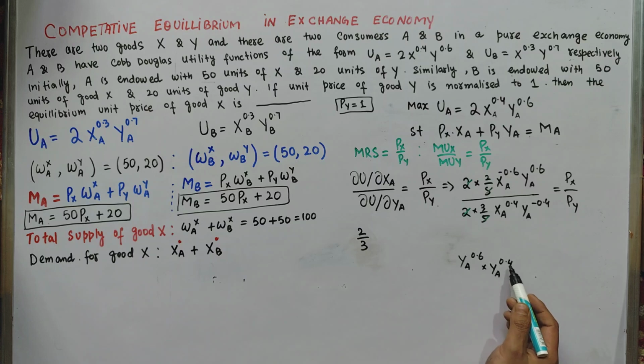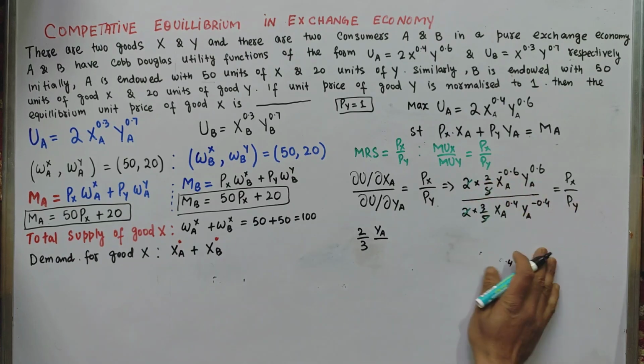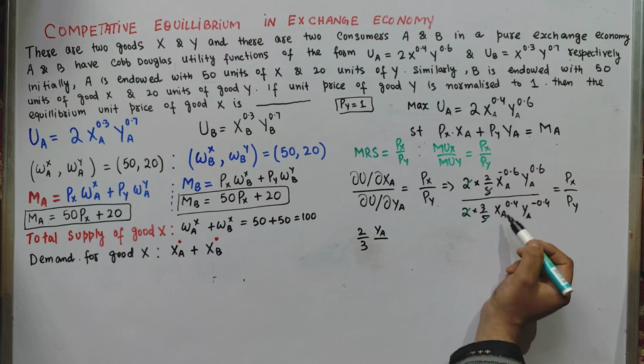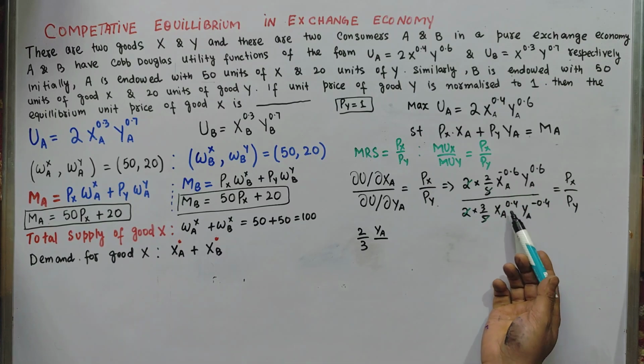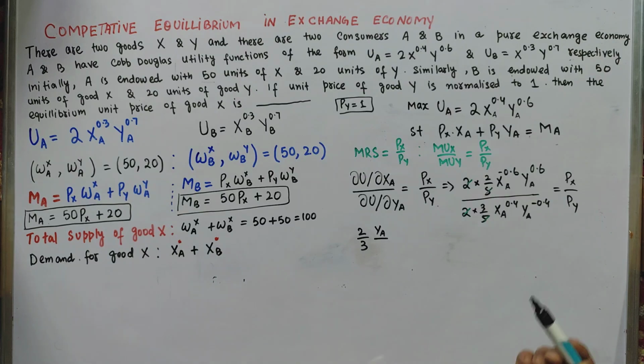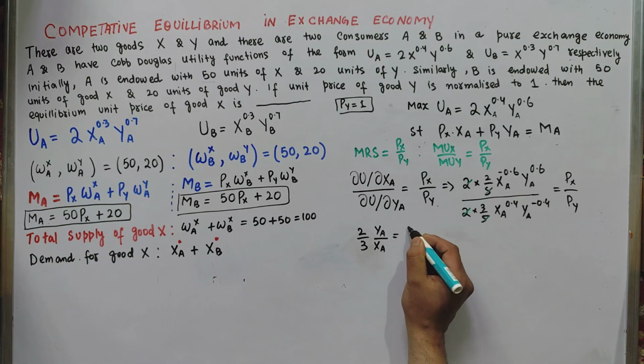Bases are same, we can add up the exponents. 0.6 plus 0.4 sums up to 1. So we are left with ya only in the numerator. And similarly, if I transpose this term to the denominator, the exponent sign will change and it will get multiplied with this xa raised power 0.4, and the exponents will sum up to 1 and we will only get xa. Okay, and it should be equal to price of x upon price of y.